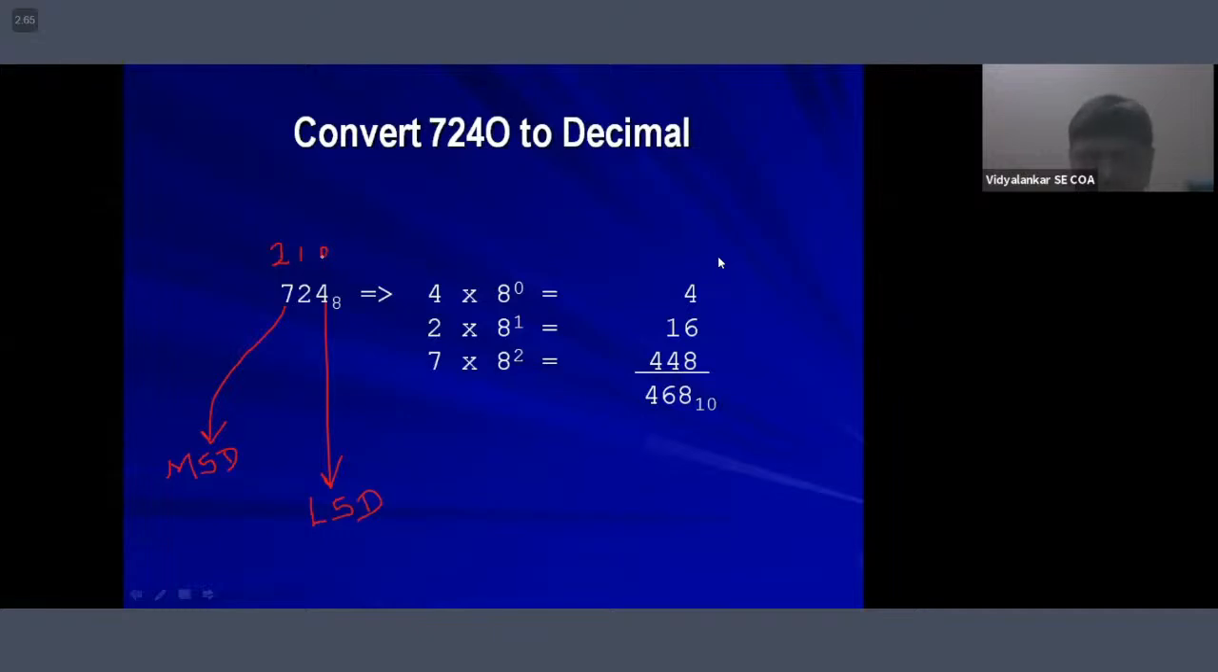And I'm multiplying by 8. This weight is 0, so 8 raised to power 0. This weight is 1, so 8 raised to power 1. This weight is 2, so 8 raised to power 2. Straight kids mathematics we are doing. Anything raised to power 0 is 1, so this is 4, this is 16, this is 448, and we just add and get the value in decimal. So we converted an octal number into a decimal number, and 2 more conversions we have completed.